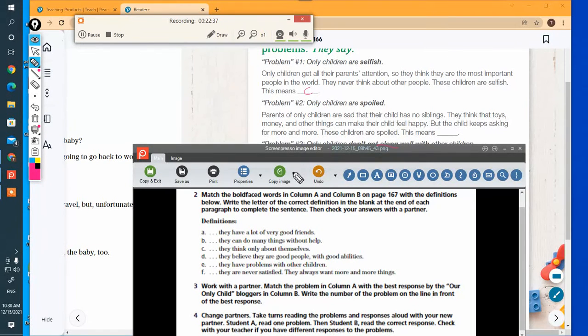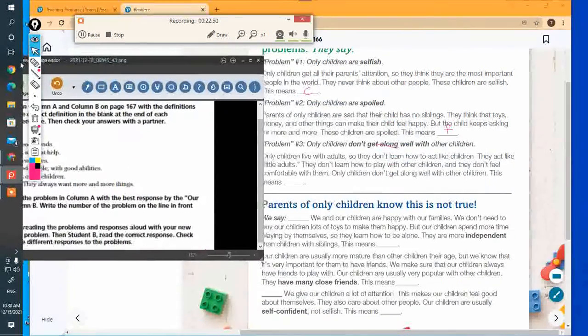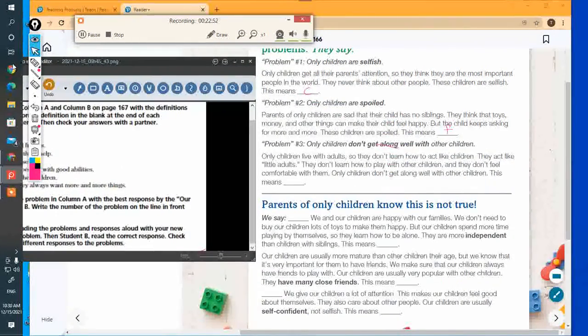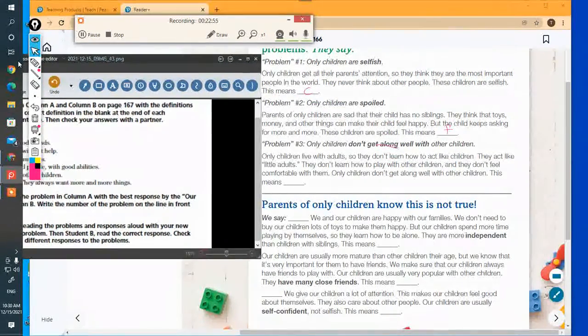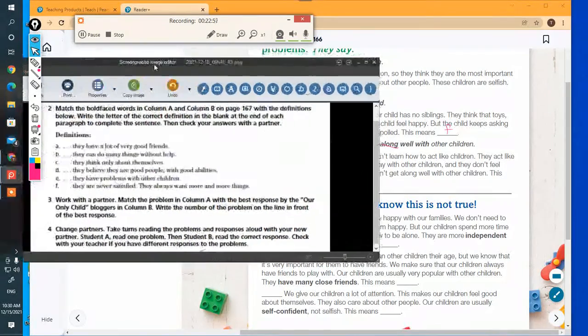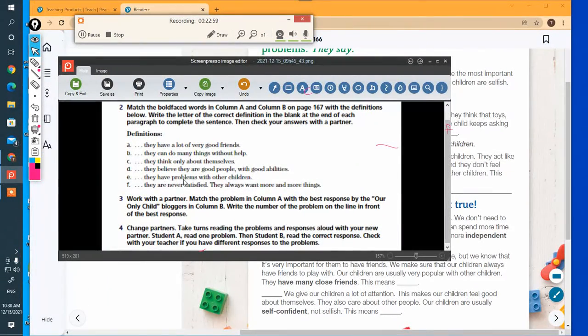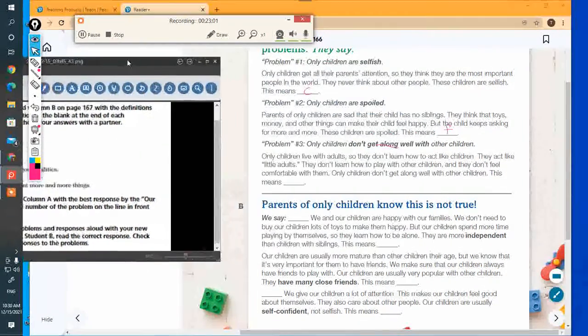And spoiled is F, that they are never satisfied. Okay. And only children don't get along well with other children. That is E, they have problems with other children.